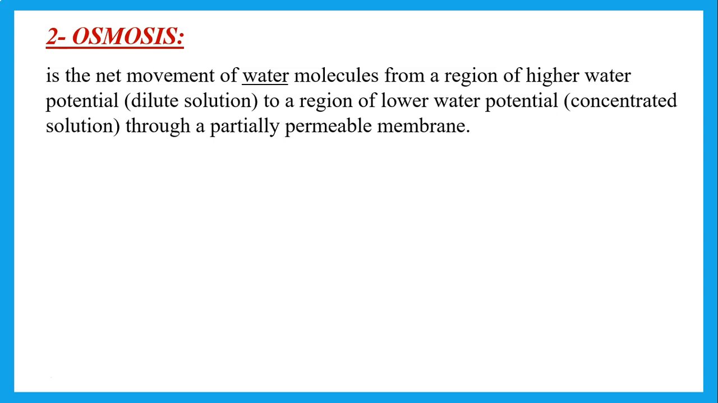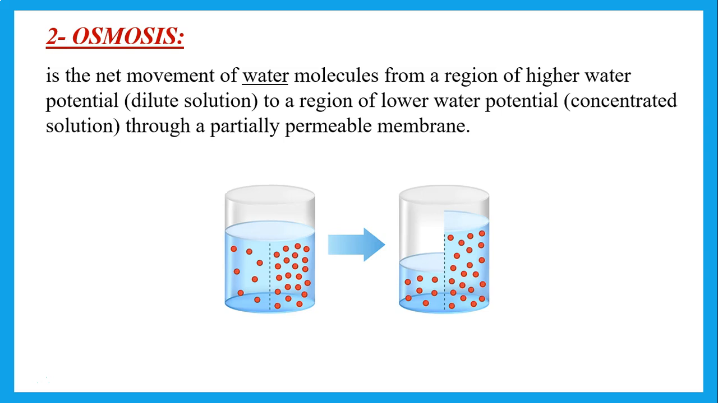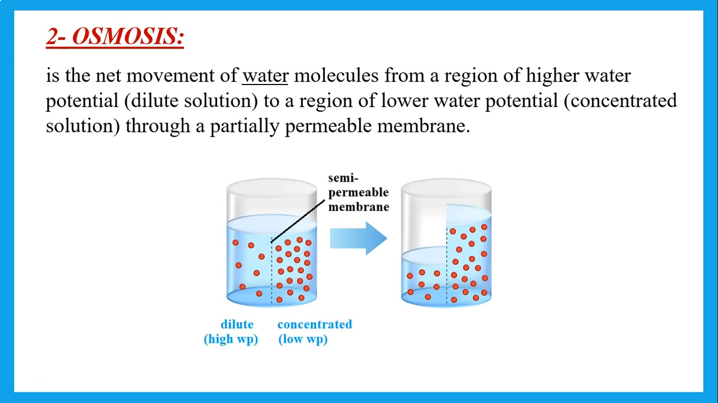Lower water potential means there is less water, and that means the solution is more concentrated. So I have a concentrated salt solution, for example. And this has to be across a partially permeable membrane or through a semi-permeable membrane. So in osmosis, we have a side where we have lots of water, high water potential, that's a dilute solution.